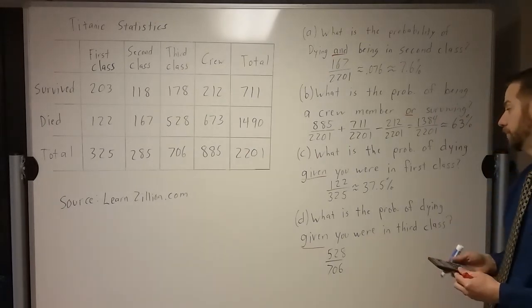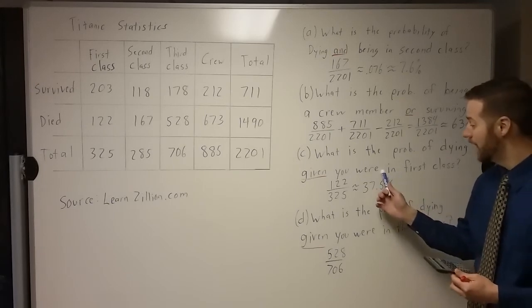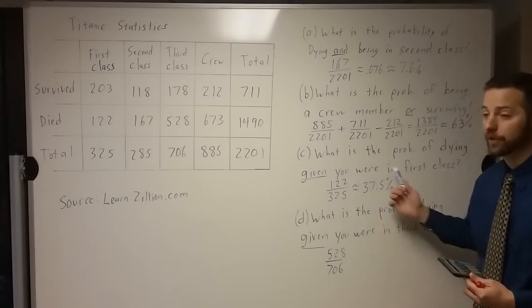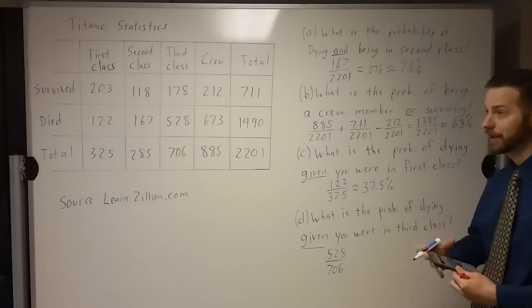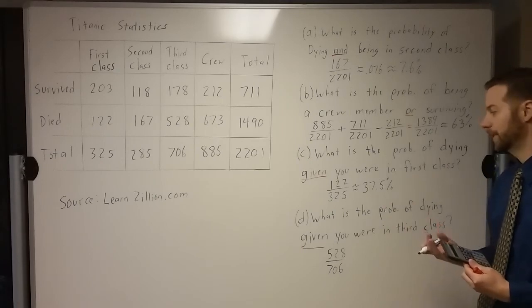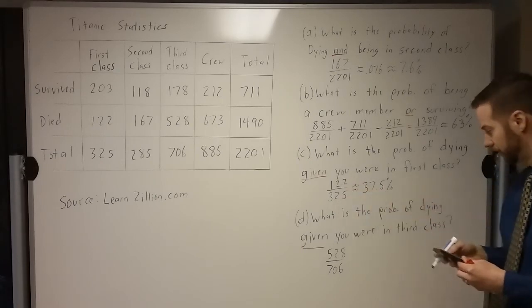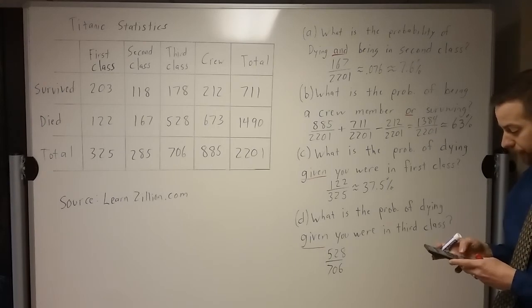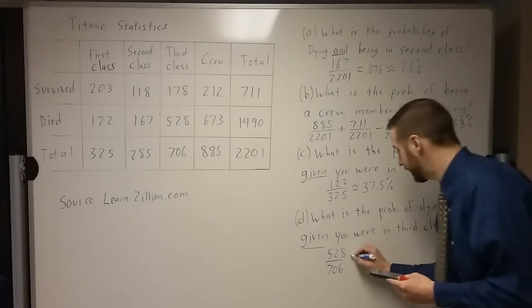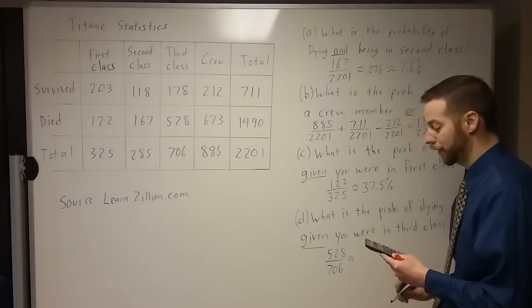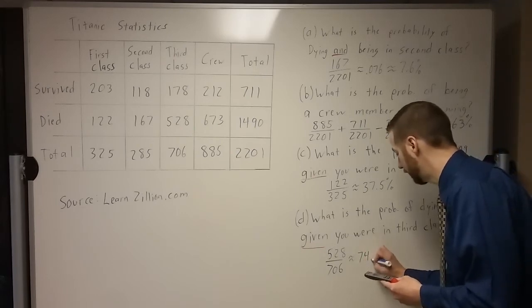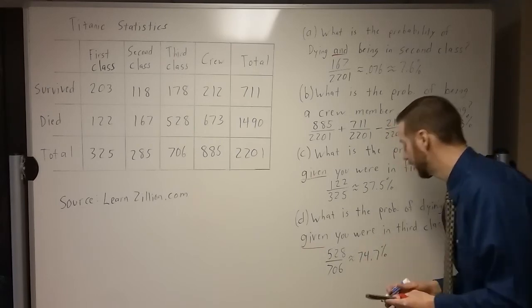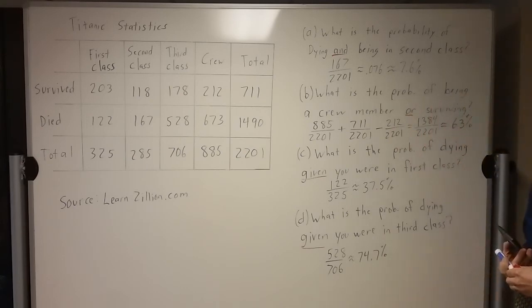Now again, let's get this as a percentage. And by the way, if we're talking about comparing things, putting them both as percentages just makes it easier to compare because they're both in the same metric and they have the same, like, out of 100 is always what a percentage is instead of out of whatever the fraction simplifies to. So let's do 528 divided by 706. And that tells us the probability of dying if you were in third class was 0.747. So I'm going to say about 74.7% chance of dying if you were in third class.